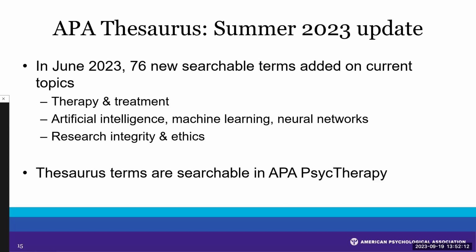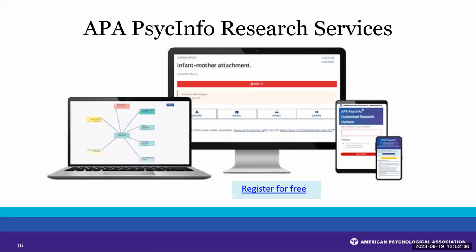Something new: in June we had a thesaurus update. 76 new searchable terms were added. You can see some of the current topics, and these thesaurus terms are also going to be searchable in APA PsycTherapy. So always got to mention when something's new. Thesaurus updates also happen periodically. Another good way to stay in touch is via the blog. We'll always give the details about new thesaurus terms there.